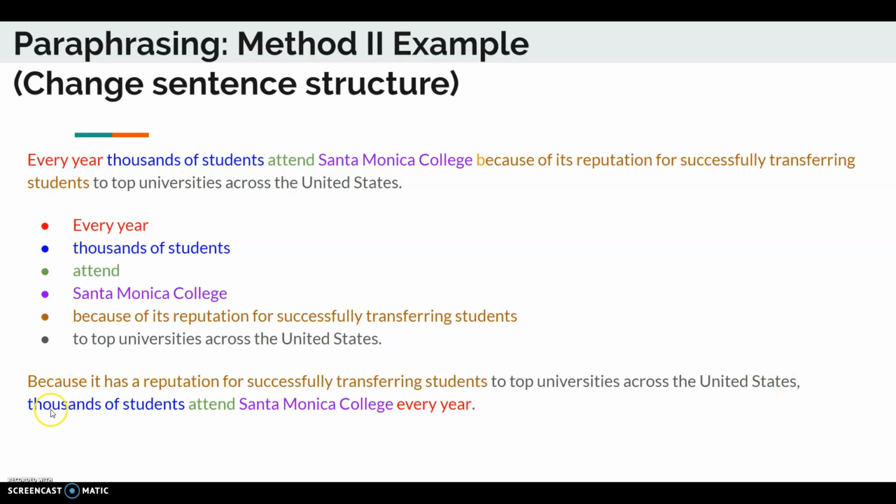Then we added the subject, thousands of students, verb, attend, Santa Monica College, the object, and then we added the adverbial, which was at the front of the sentence. We moved it to the very end. So that's some of the sentence structure changes we made.